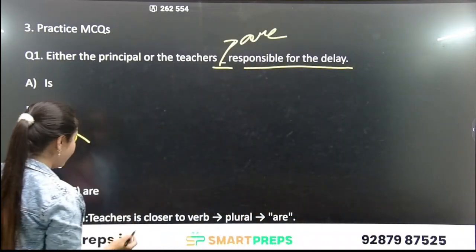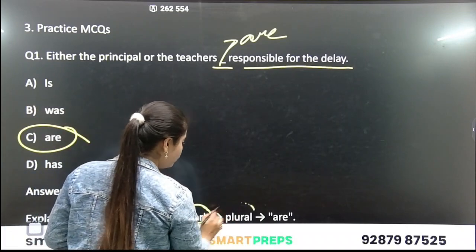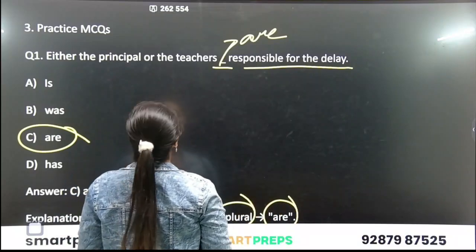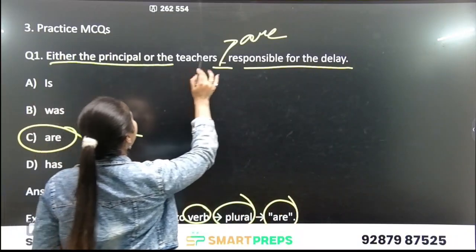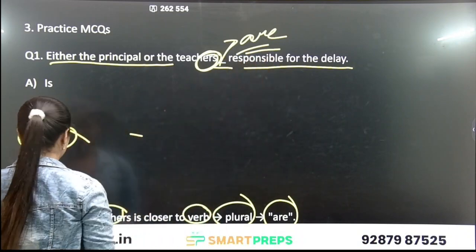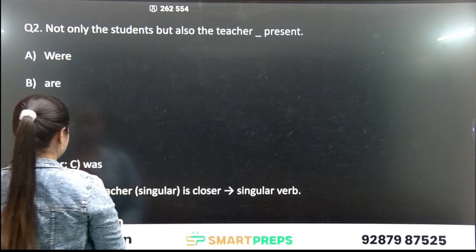Why "are"? Because "teachers" is closer to the verb, and it is plural. Either the principal or the teachers, plural form. So that is why "are" is the correct answer. Okay, let's move to the next question.